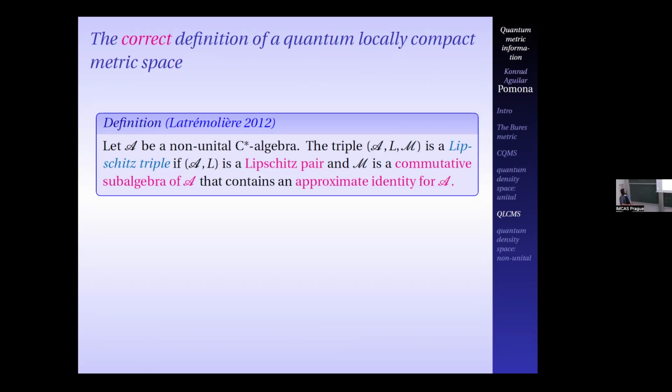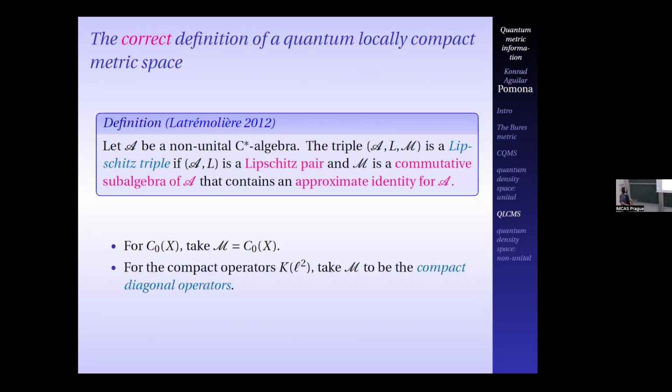So now we're saying A, L, M is a Lipschitz triple. So again, A, L was a Lipschitz pair, which just had dense domain and the semi-norm vanishing only on scalars in the unitization. And now we assume not just that we have an approximate identity, we want actually to find a commutative subalgebra M of A that contains an approximate identity for A, not just M.